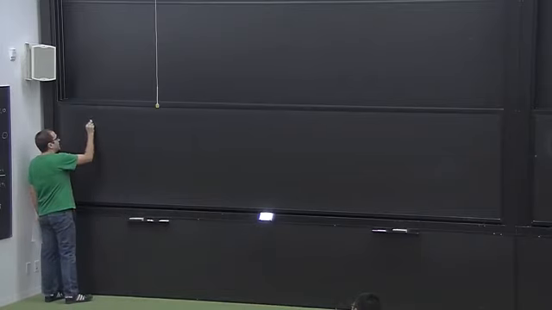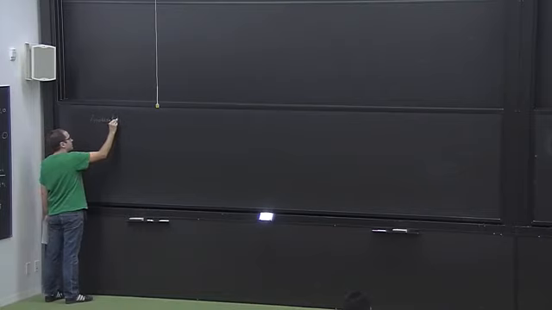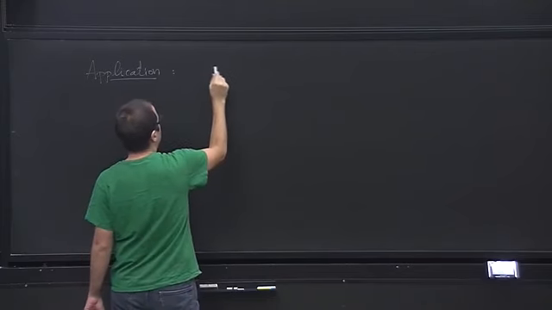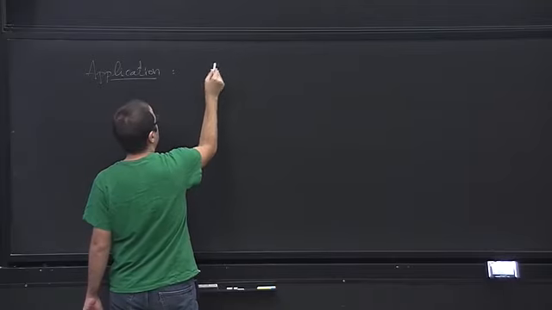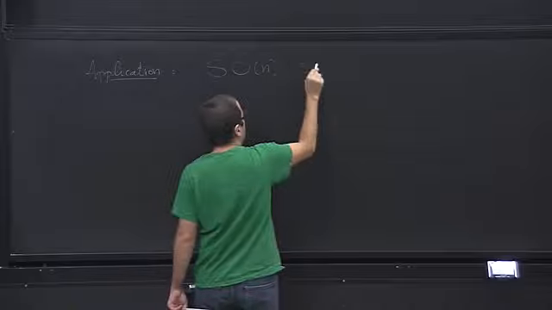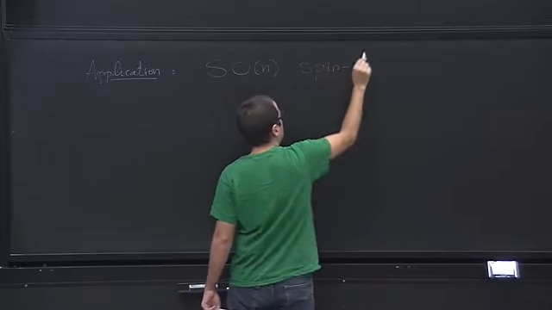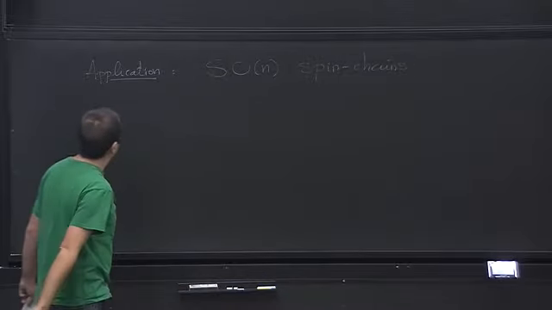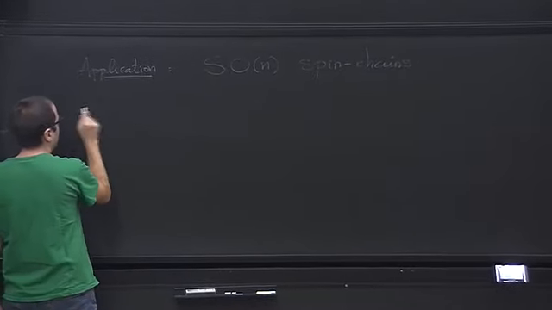So let's consider an application of this set of ideas. And let's suppose we want to study SO(N) spin chains. So these are spin chains where I have my spin chain.